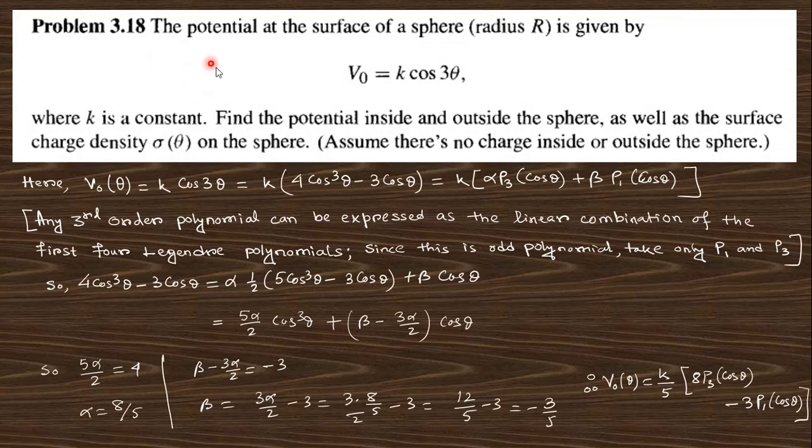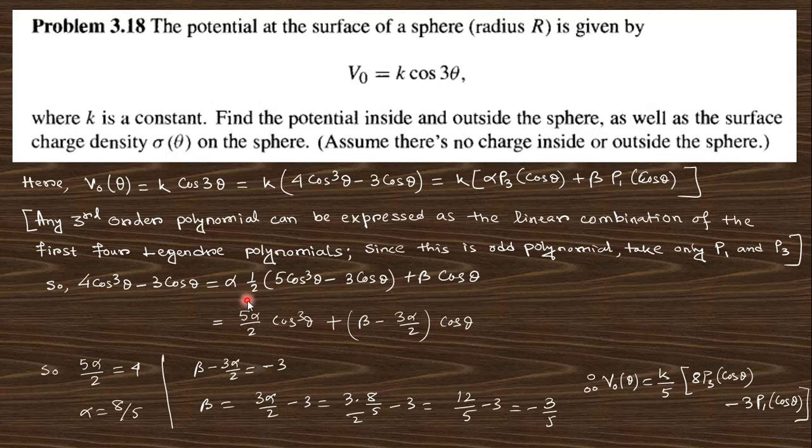Okay, problem 3.18 says the potential at the surface of a sphere is given here. So here the potential is not constant, it is a function of theta. Find the potential inside and outside the sphere, as well as the surface charge density of this sphere. Since this can be written in cubic form, it is a third order polynomial, so there must be a P3, and this is an odd function, so this will be a combination of P1 and P3.